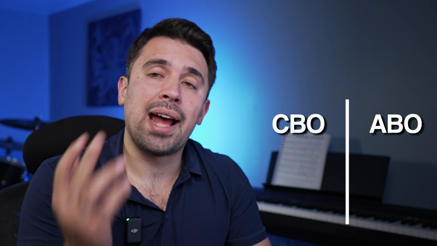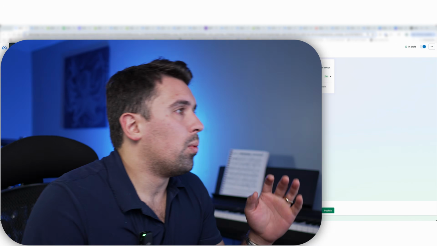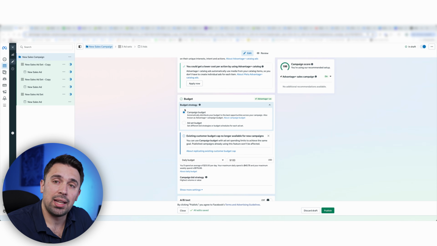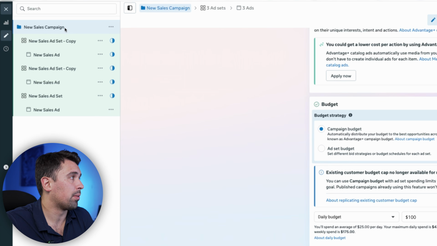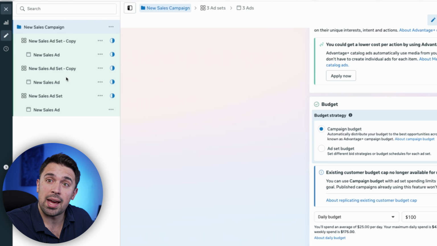All right, you guys. We have to first understand the fundamental difference between campaign budget, or CBOs as a lot of people call it, and ad set budgets, or ABOs. So CBOs versus ABOs. There's a huge difference and you need to understand it. So check this out. When you have campaign budget selected, that means you're going to be giving the budget at the campaign level, right? And Meta's algorithm is going to decide how much each one of these ad sets is going to get per day. Let's say we have $100 at the campaign level.